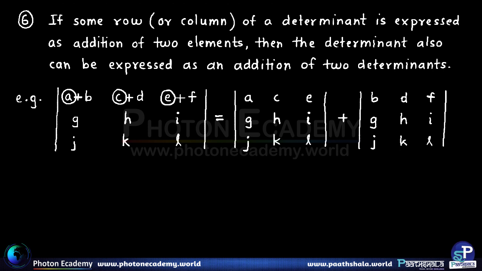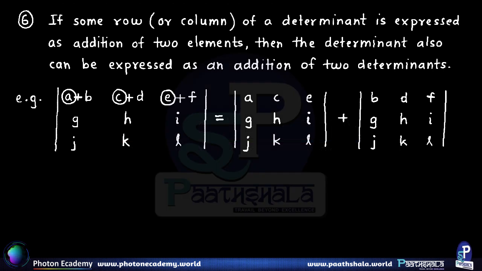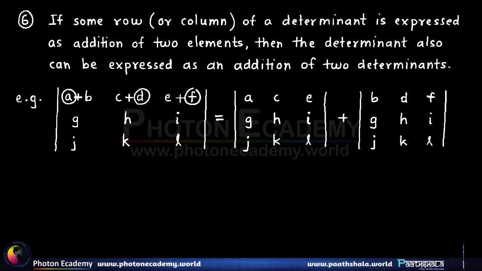Now it's not mandatory, as we have shown here, that all the first elements of the additions are to be written in the first determinant. We may choose to do it in another way. For example, we may want to write a, then d and then f as the first row of the first determinant. Therefore the first row of the other determinant will become b, c and e. So it is just a way of splitting into two determinants.